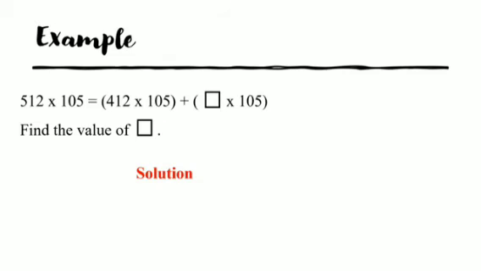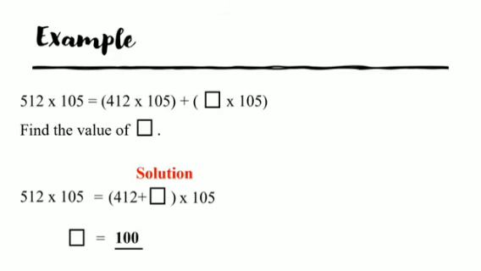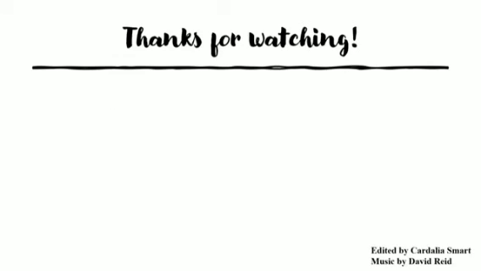You will also recall that 412 plus the unknown number should give me 512. That is to say, 512 times 105 should be equal to 412 plus some number multiplied by 105. This is because 105 was distributed over the addition. And recall that 412 plus the unknown number must give me 512. The unknown number, therefore, is 100. 100 is your answer.